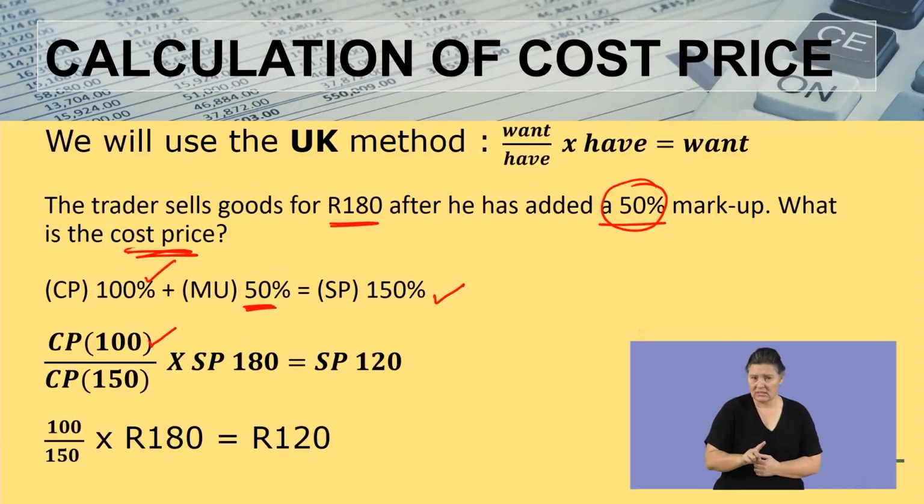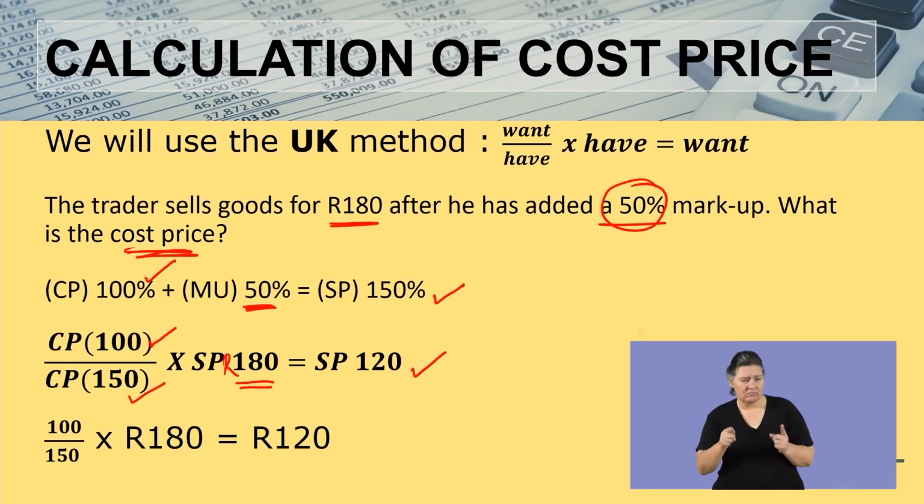What is it that I have? I have my 150, which is equal to 180 rands. So I'm going to say 100 over 150 multiplied by my 180 rands. It will give me now my 120. What does that mean? My cost price was 120. So with the UK method, you can use it when you have cost to calculate selling price, and when you have the selling price to calculate coming back to the cost.